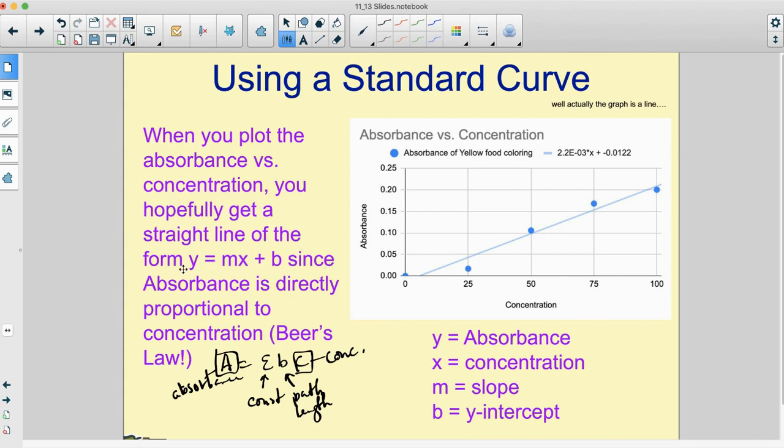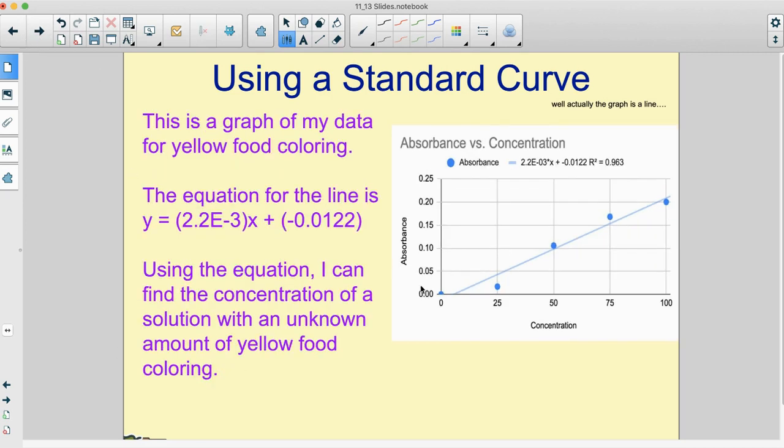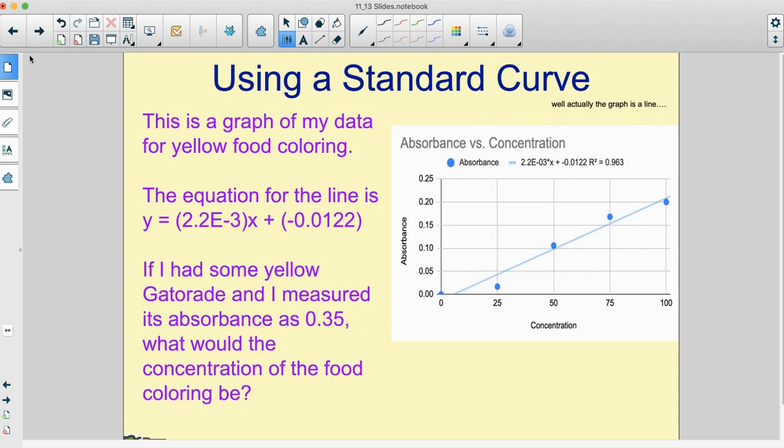And just a reminder from algebra, y equals mx plus b. So here, y is the absorbance of the food coloring. Here's our m and our x plus our b right here in this equation. So using this equation, I can find the concentration of a solution with an unknown amount of yellow food coloring. This is my graph for my yellow food coloring.